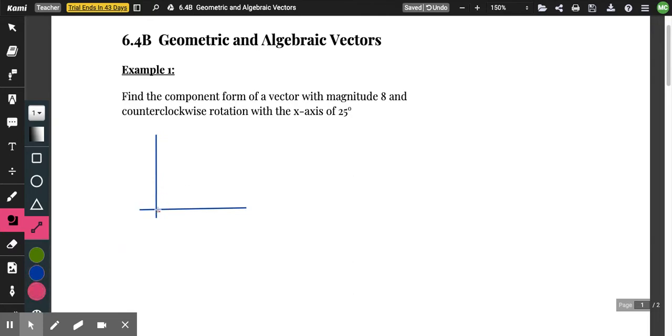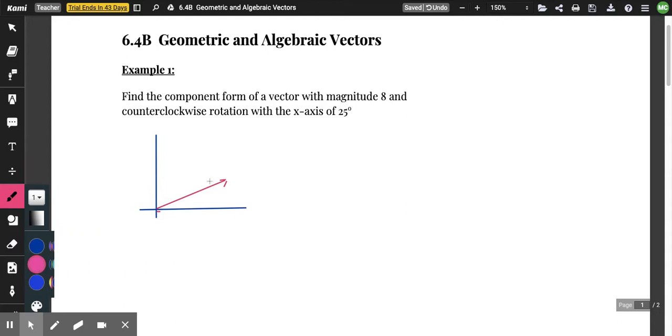I'm going to draw in my vector. It's supposed to be a 25-degree rotation with the x-axis, so I'm going to just kind of estimate it. That looks like maybe about 25 degrees to me. And the magnitude of it is supposed to be 8, so I'm going to go ahead and label that with an 8, and that's 25. Okay, so I'm supposed to write this in component form.